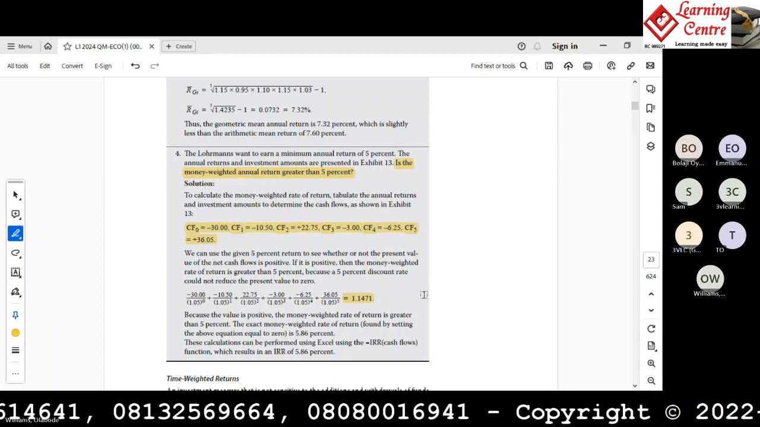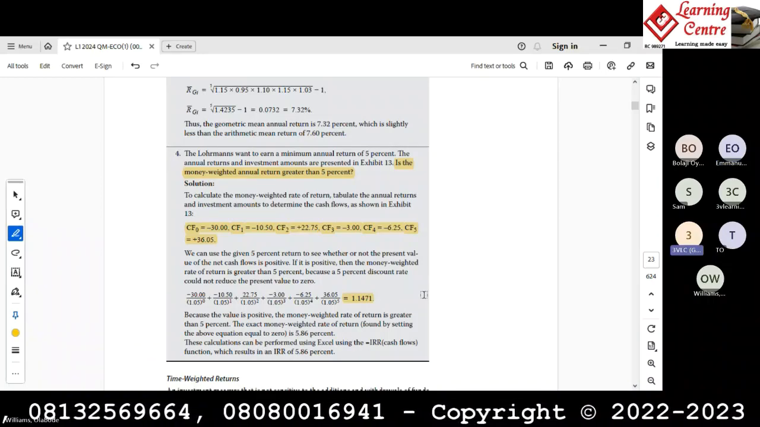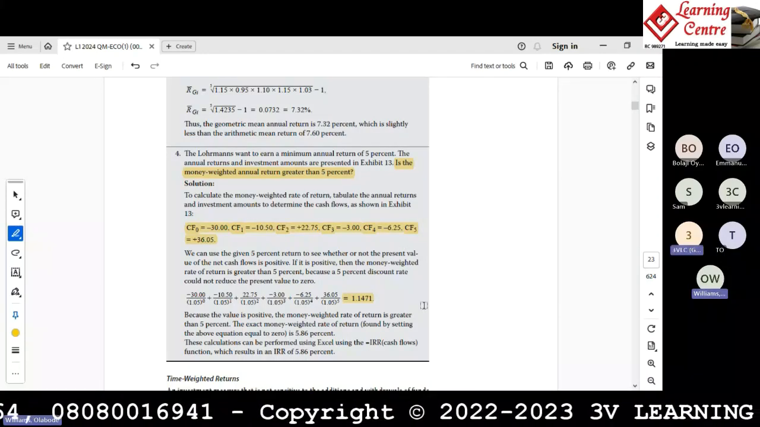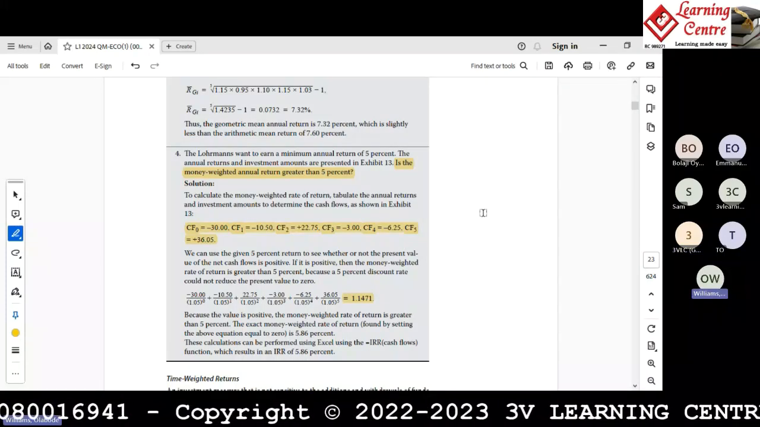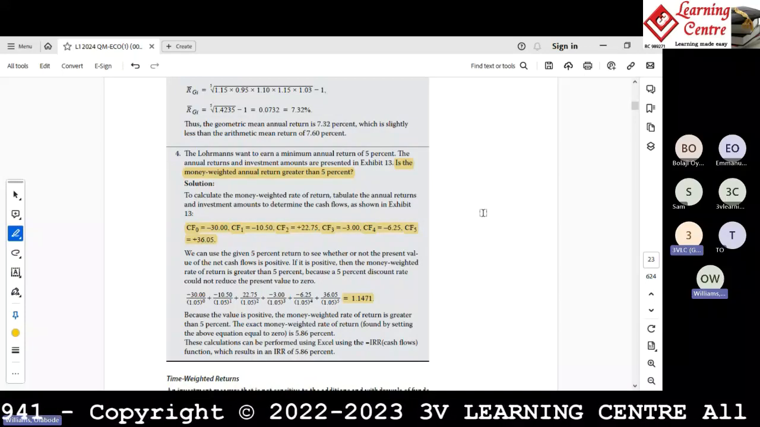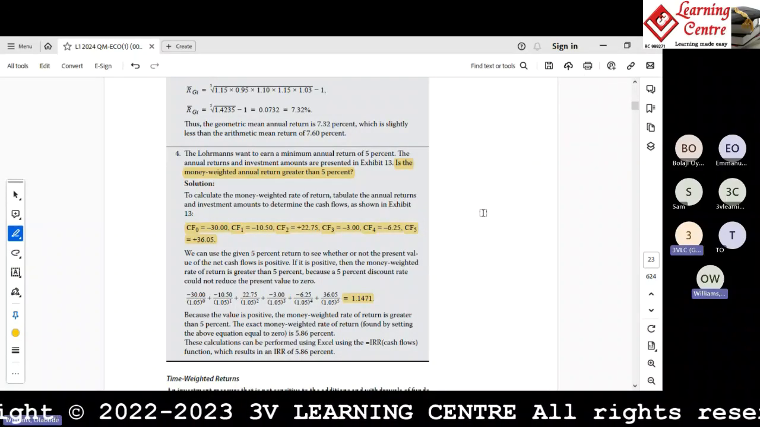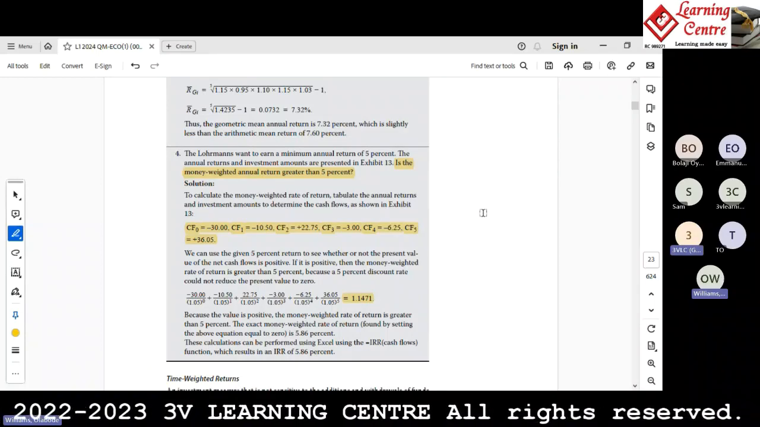Yes, sir. All right. I think we will end here today, looking at money-weighted return. The next class we will look at time-weighted return.